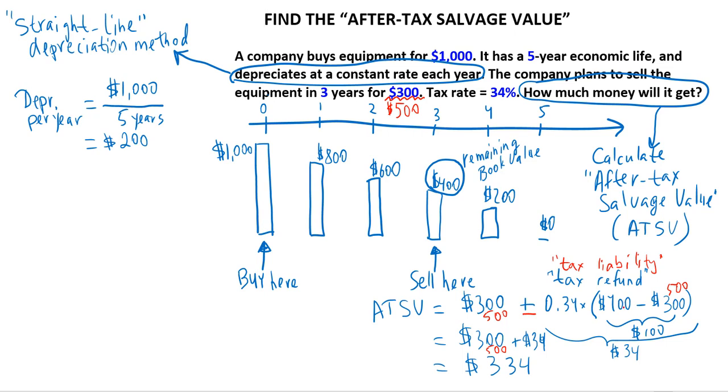So 500, the selling price, minus the 34% tax rate on income, multiplied by 400 minus 500. So that would be a negative 100, and as a result, we are talking about subtracting $34. So 500 minus 34. So it's 466. So we end up putting less than the selling price into our pocket.